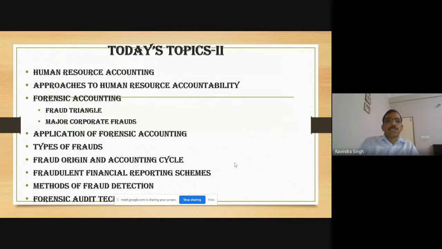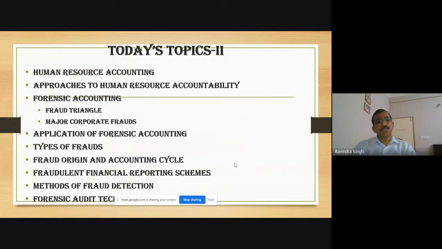And next will be this topic. Sorry, that is human resources accounting. What is the accountability of human resources? Who are responsible for different activities of any organization as a team? Approaches to human resources accountability, forensic accounting, why it is required in any organization, what actually it is, and how it is achieved.